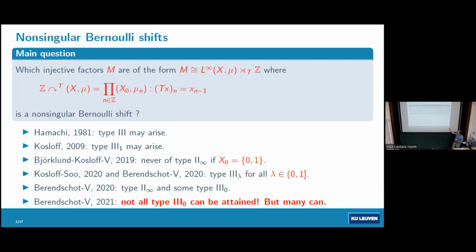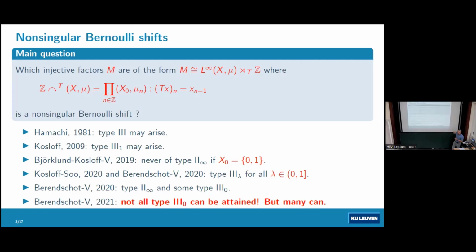Then, at the same time, and independently, Kosloff, and then my student Tey Berendschot and myself, we proved in a constructive way that all type III_lambda may arise except for lambda 0. But in our paper, Tey Berendschot and myself, we also could reach type II_infinity and some type III_0. But this is again on the more constructive side, in the sense that we did have some general results, but not for fully general shifts.